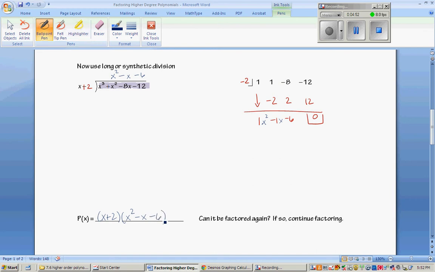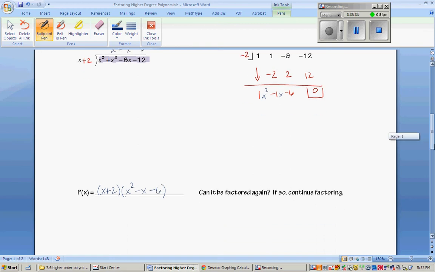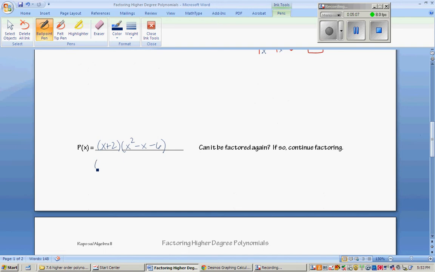What you need to ask yourself is, can it be factored again? And are there two things that multiply to give you 6 and subtract to give you 1? And it's 2 and 3. So we would want to continue factoring. This next set of parentheses, it's got a 2 and a 3 in it, and it's a minus 3 and a plus 2. So now it's fully factored.